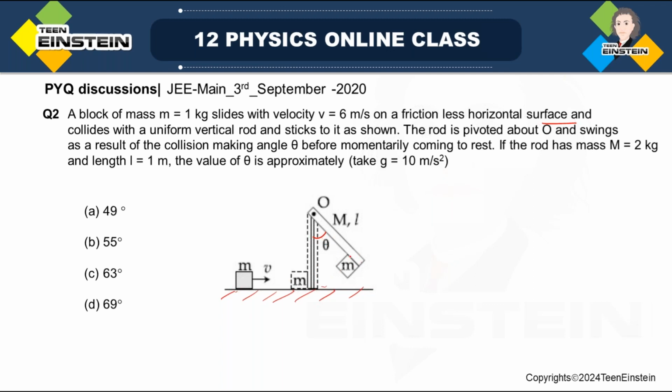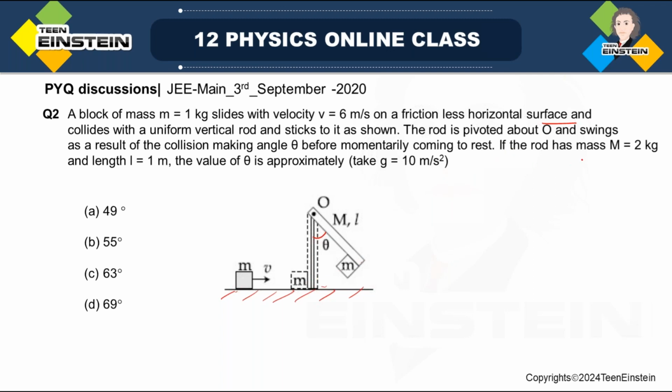Actually there is a rotational motion, since one more point here: the rod is pivoted about O. That's why there is a rotational motion for this rod along with the mass attached to it after the collision. And see what the question says. The rod is pivoted about O and swings as a result of the collision, making an angle theta before momentarily coming to rest. It will just move up to here, then it comes to rest again.